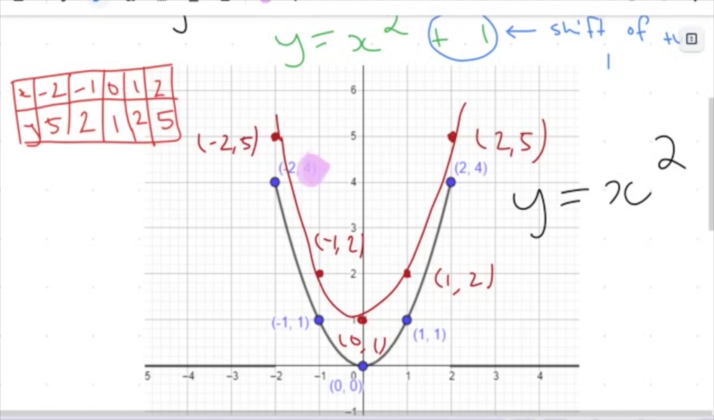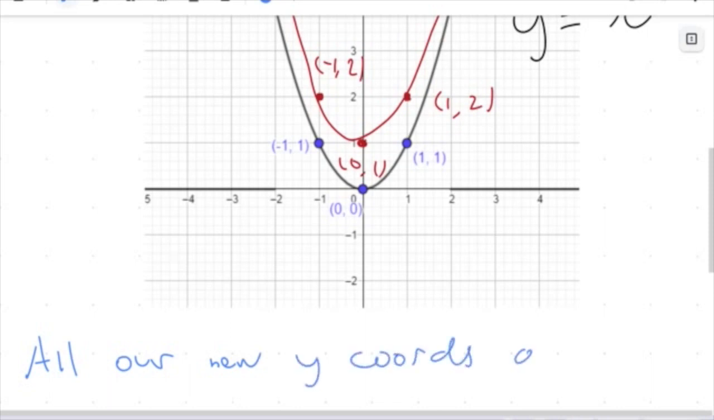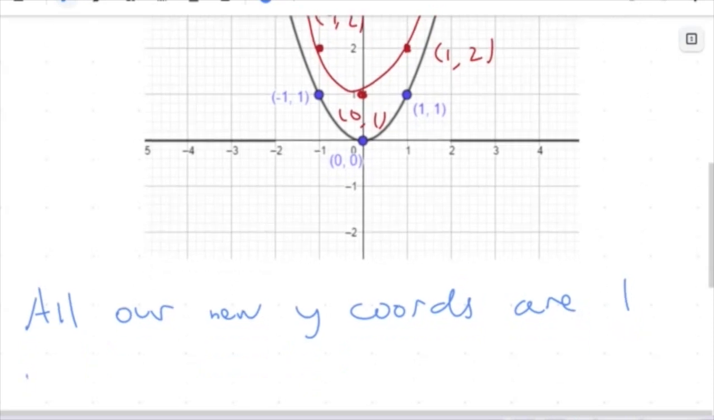Looking at all of the y points here, my point at -2, 4 of my original parabola has gone up from 4 to 5. My one here has gone from 1 up to 2. This one has gone from 0 up to 1. This one's gone from 1 to 2, and from 4 to 5 similarly. So, writing our observation down: all our new y coordinates are 1 more than before.